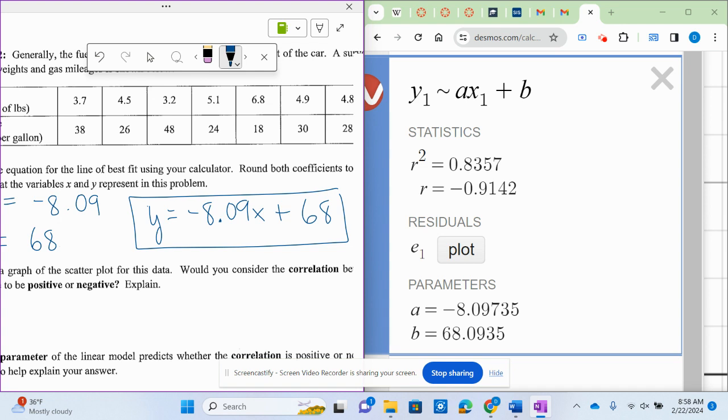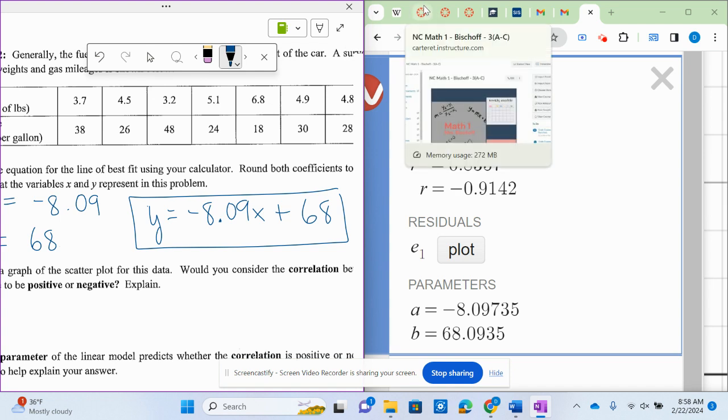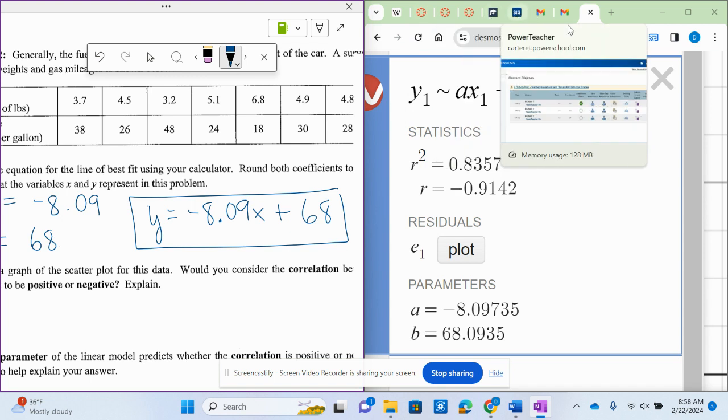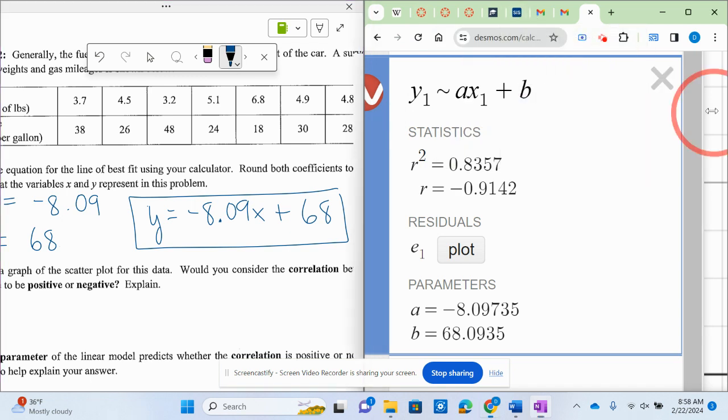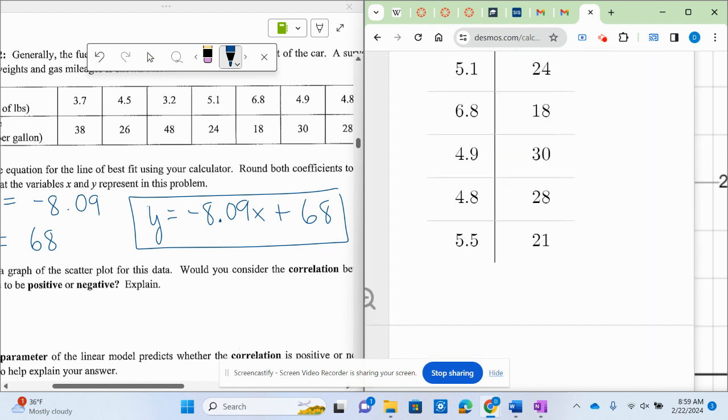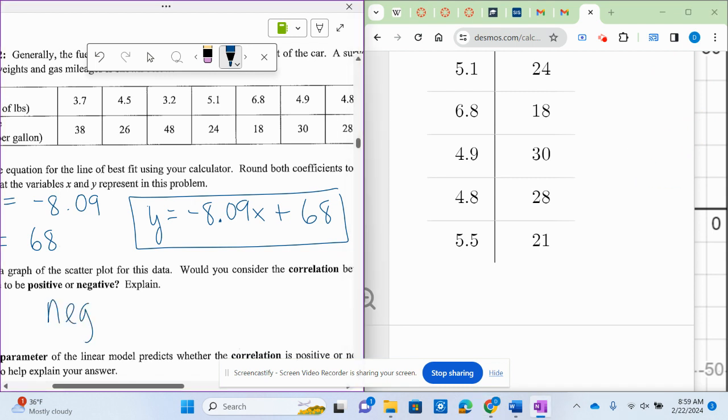It says, would you consider the correlation between the weight and the mileage to be positive or negative? It's just asking you, what is your correlation? Well, look at your slope. Is your slope positive or negative? It's negative. And when you look at your graph, hopefully you see that your graph also has negative slope. Did you guys see that? I can't pull it up, but yes. So this is going to be negative. Explain: well, my slope is negative.